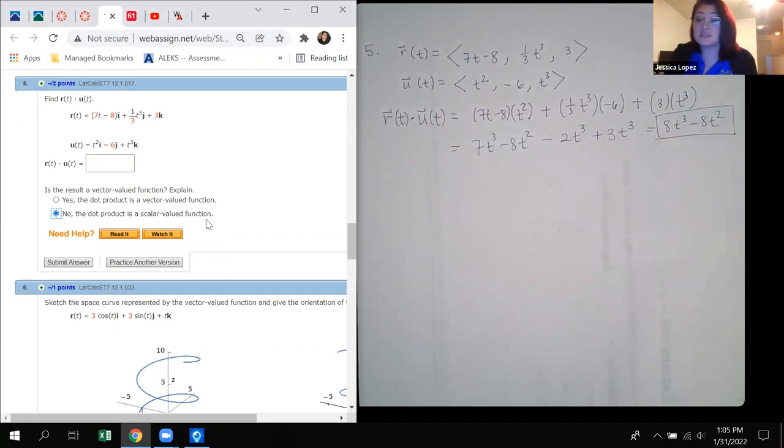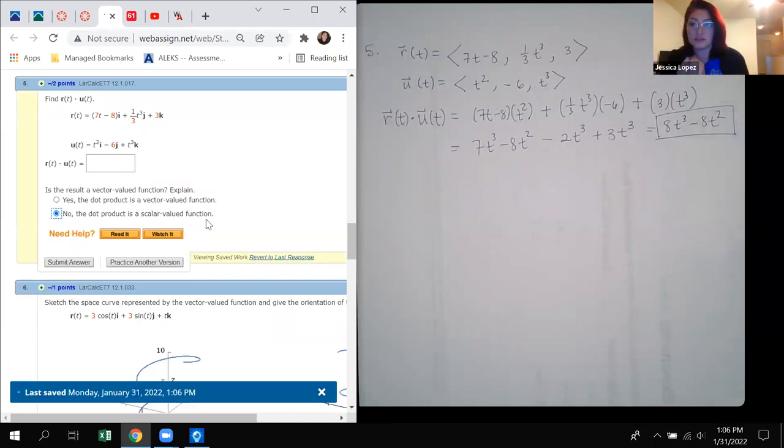So I would type the 8T cubed minus 8T squared there, but you want to say no, the dot product is always a scalar. So even when you dot product two vector functions, you just end up with a scalar function, okay? Remember, anytime you dot product, it turns the vectors into a scalar, okay?